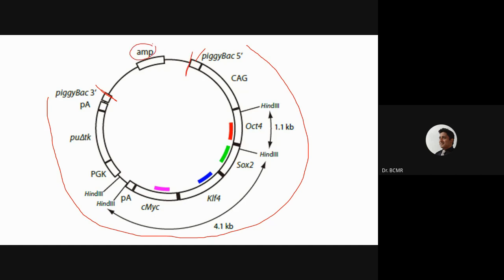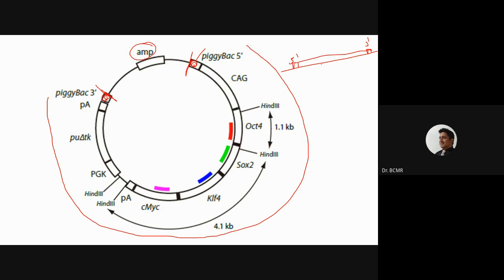We also discussed why we have the ampicillin resistance gene here. So if the piggyBac transposase worked, it will recognize this region and the 5' end of the transposon, and it will move on to the genome and will incorporate the transposon into the genome like this, 5' to 3'.